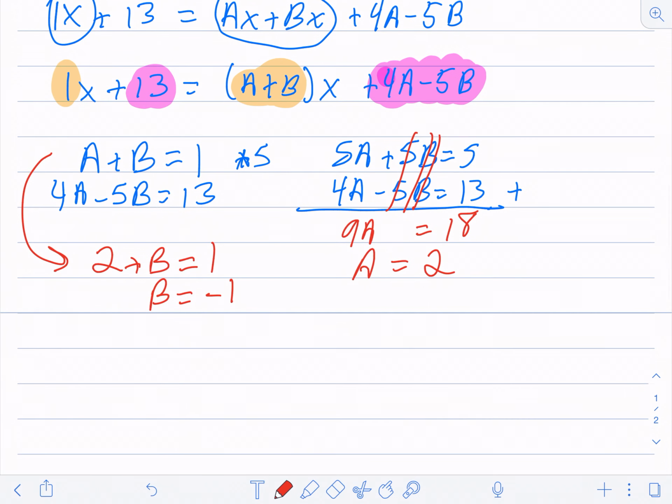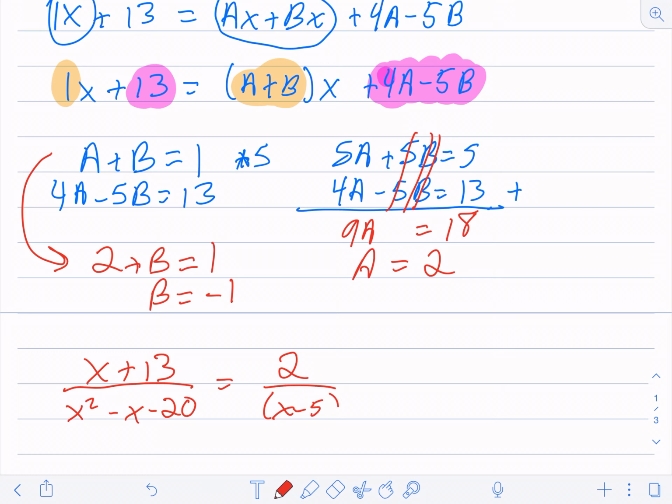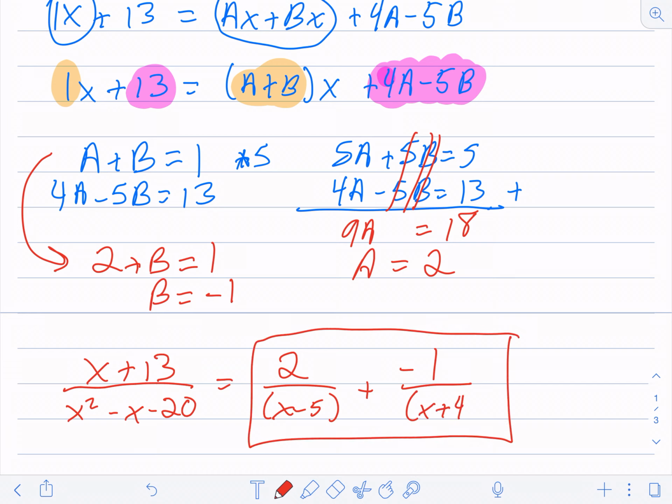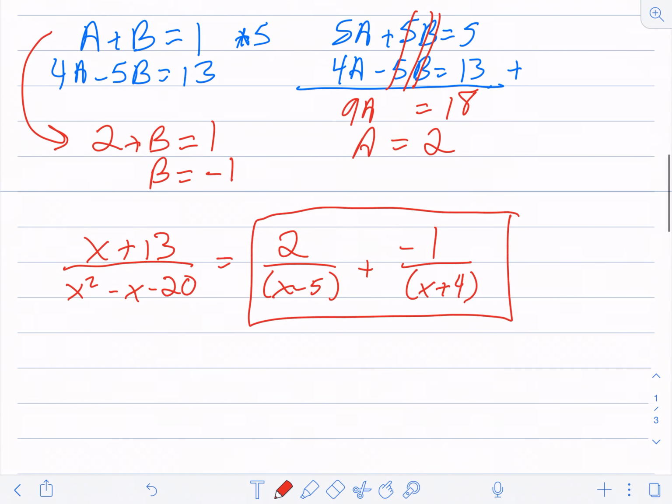So now my answer is going to be, if I go back to the original problem, which is x plus 13 over x squared minus x minus 20, it is going to be decomposed into these two fractions. A is 2, so now I have 2 over x minus 5 plus negative 1 over x plus 4. And that is my answer because I've now broken that original fraction of x plus 13 down into two smaller fractions, 2 over x minus 5 and negative 1 over x plus 4.